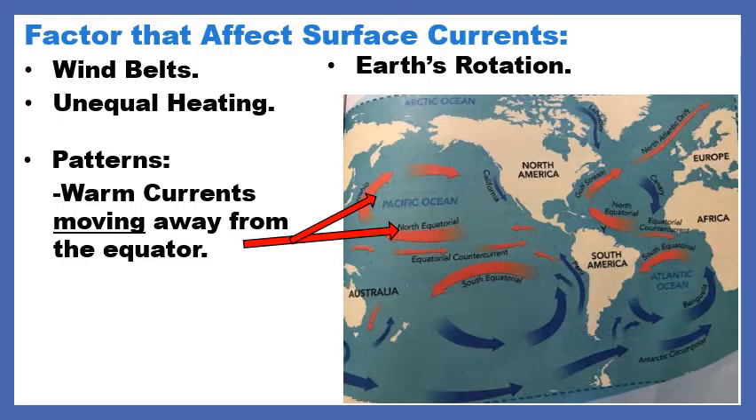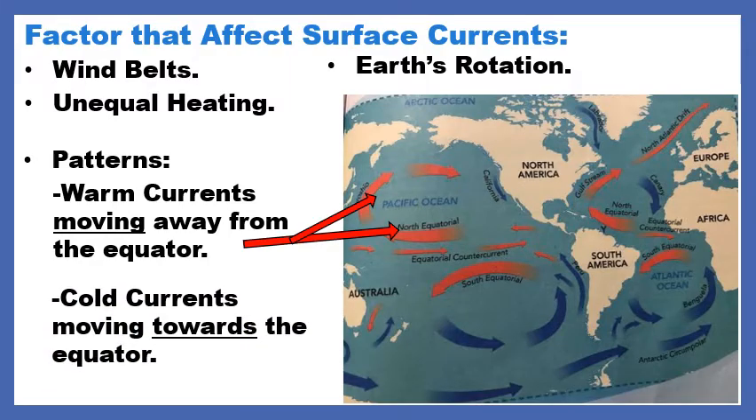All right, so if warm currents are moving away from the equator, what do you think cold currents are going to do? I'm going to give you a hint. They're going to go the opposite. So cold currents are going to move towards the equator, and these are represented by the blue arrows in our diagram, okay? Think red hot, or blue cold, icy cold.